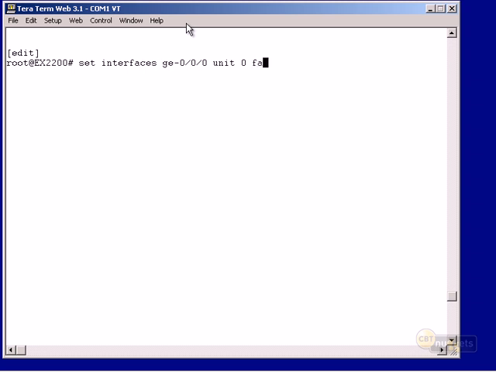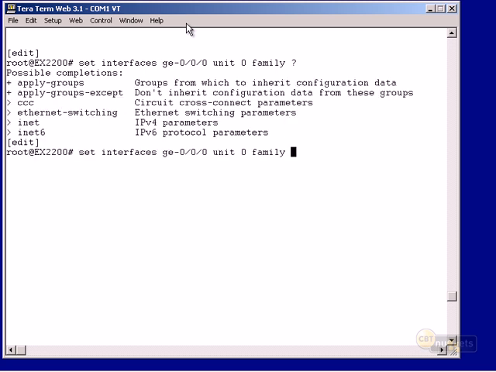Now the next thing we have to do is say, what family? On this EX2200, if I put a question mark in here, you can see I have options for this ge-0/0/0 interface. I can leave it at ethernet-switching, which is the default, by the way. That's a bridge, a Layer 2 port. Or I could say inet, which is inet version 4, so you'd be a routed port. I could even do inet6, which says you're an IPv6 port.